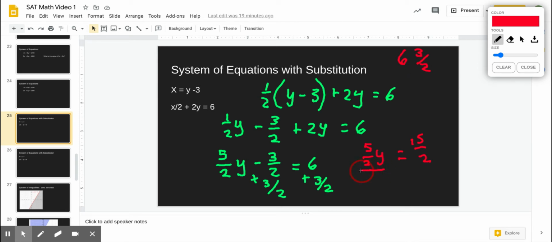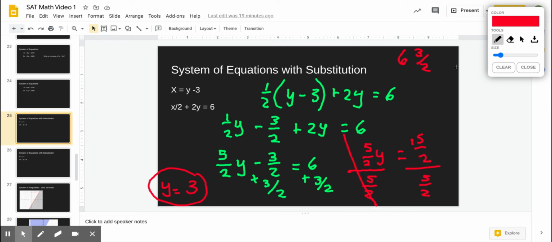So now we got to divide out the 5 over 2. And whatever we do to one side, of course, we got to do to the other side. So here we have a complex fraction, 15 over 2 divided by 5 over 2. And that will give us 3, right? So y is 3. For all that, we got y is 3. But again, we need to know the solution, and we need to know what x is. So we have to find what x is.